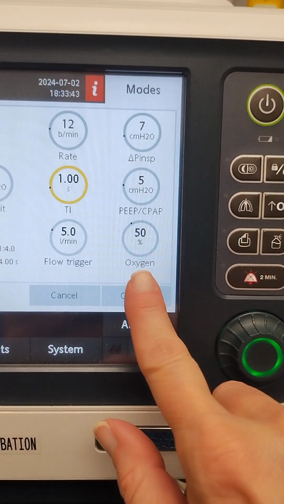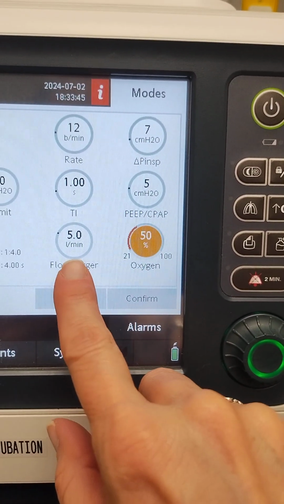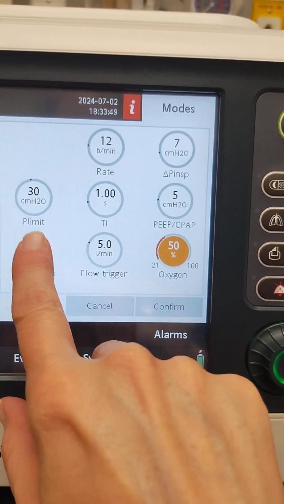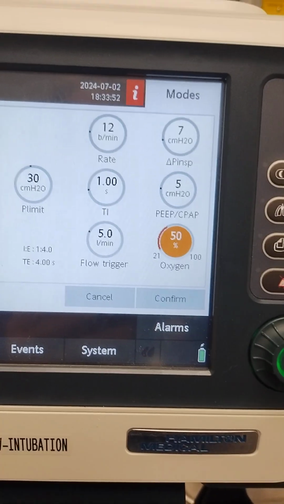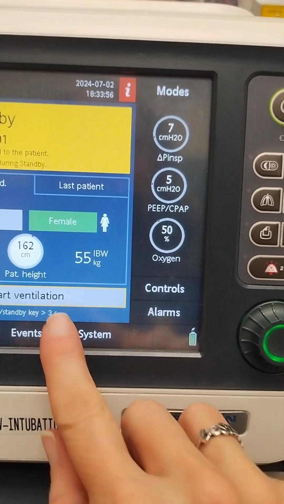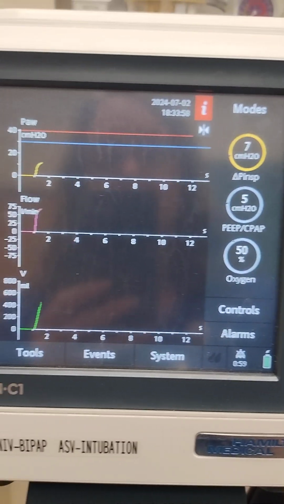machine. Their FiO2 is the next setting, the flow trigger, which we can leave there at 5, and then our pressure limit, which we can also leave at 30. So let's start this up and see what it looks like when it's in action. So we're going to start our ventilation.